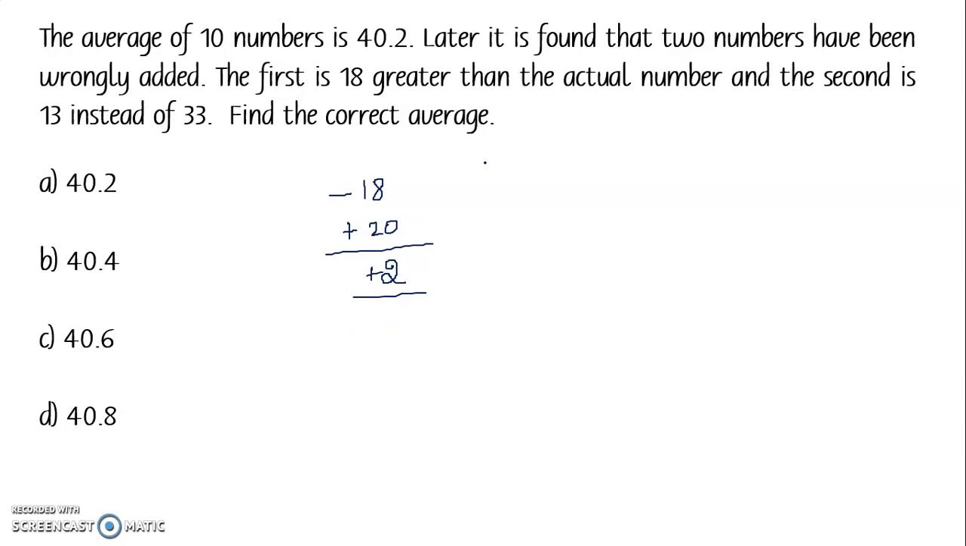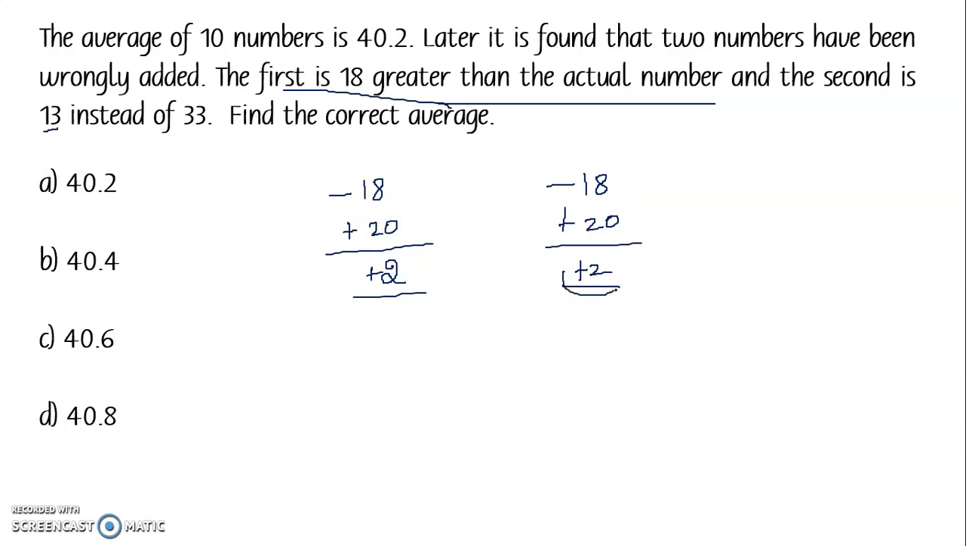Are you following me? So first they are giving this one. The first is 18 greater than the actual number. So there is some actual number, but when they entered it, they entered 18 more than the actual number. So for that I need to reduce 18 from the total. And in the second case, they have entered 13 instead of 33, so they have entered 20 less. So for that I have to add 20. So for the first correction I need to subtract 18, for the second correction I have to add 20. So the total correction is plus 2.